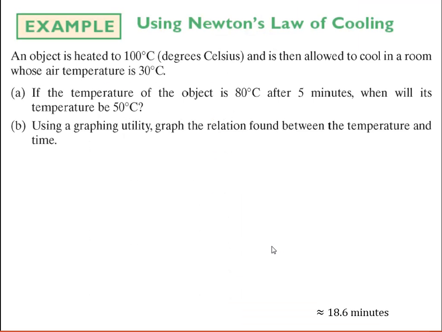So let's take a look at one example of Newton's law of cooling. In this example, it says an object is heated to 100 degrees Celsius and then allowed to cool in a room whose air temperature is 30 degrees Celsius. Now, if you remember, 100 degrees Celsius is boiling temperature, so that's really, really hot. That's 212 degrees Fahrenheit. So our object is heated really hot. It says, if the temperature of the object is 80 degrees after 5 minutes, when will its temperature be 50?